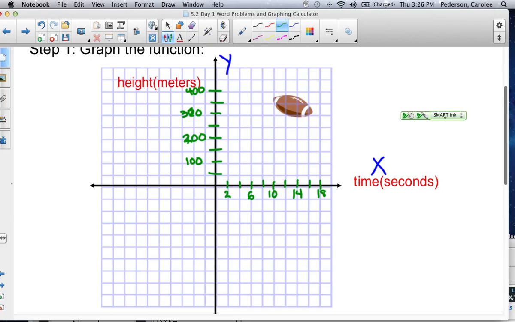All right, so now if we graph the vertex, it's going over 8 and then up 320. That's about here. And then our x-intercepts we said were about 15, 0, and then 0, 0. So here's the path of our ball.